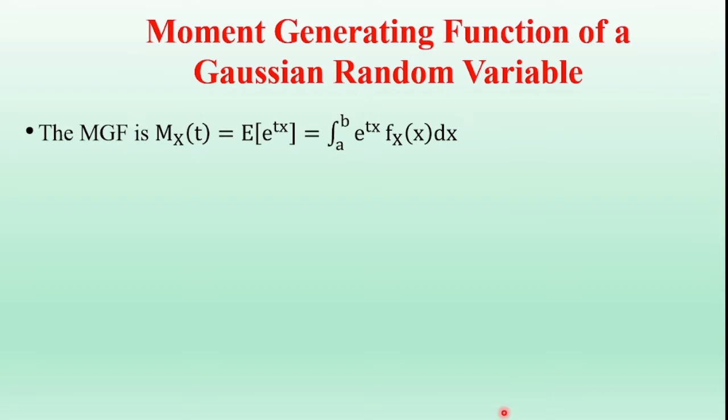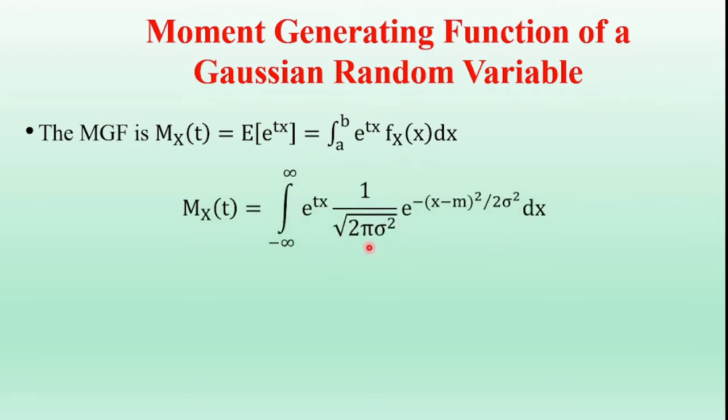In this video, I am going to derive the moment generating function and characteristic function of a Gaussian random variable. So the random variable capital X is a Gaussian random variable. The moment generating function of the random variable is given by M_X(t) is equal to the expectation of e^(tX), which is equal to the integral from a to b of e^(tx) into f_X(x) dx. So f_X(x) is the Gaussian probability density function of the random variable. That expression is 1 by square root of 2 pi sigma square e power minus of (x minus m) whole square by 2 sigma square dx.